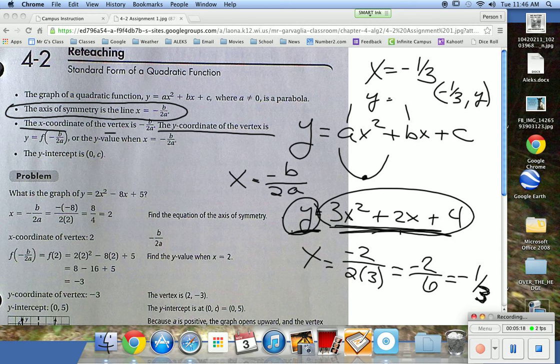Where what goes? This one right here? This is my b, which is 2, right? And I'm going to do negative b over 2 times a. Here's my a.